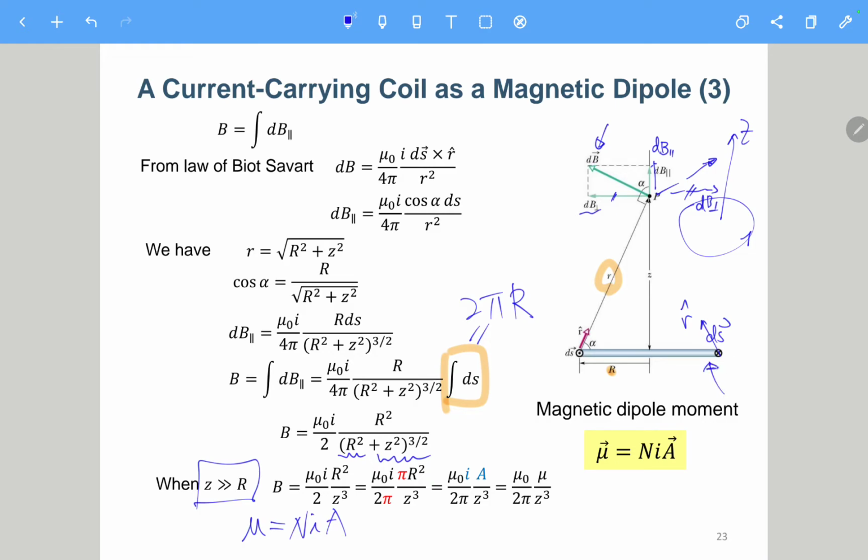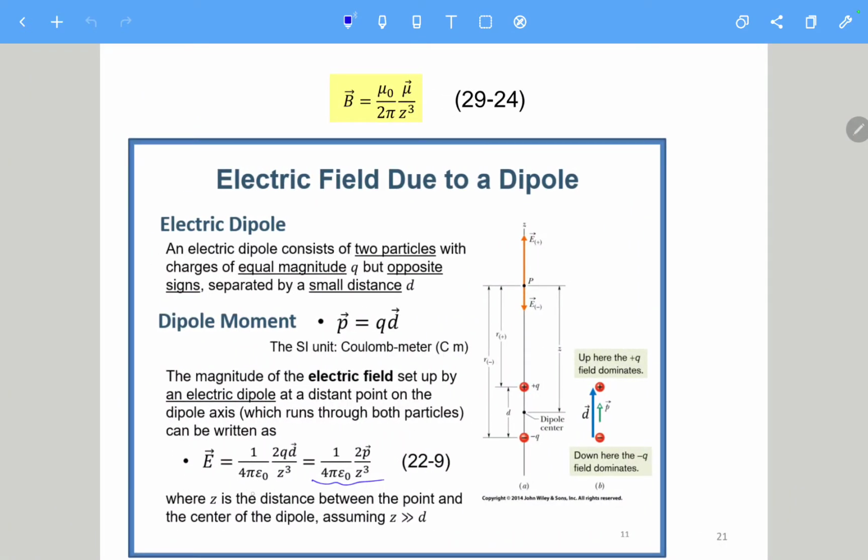Here, of course, when we derived this equation, we only assumed that n is 1, so it is like I times a. And for a, this is a circle, so a is nothing but pi r squared. So this is mu, and here we have I r squared without the pi, so we need to multiply by pi and divide by pi at the same time. So this is I times a, which is mu. So here we have mu 0 times mu over 2 pi times c cubed. In that case, this expression will look like this.